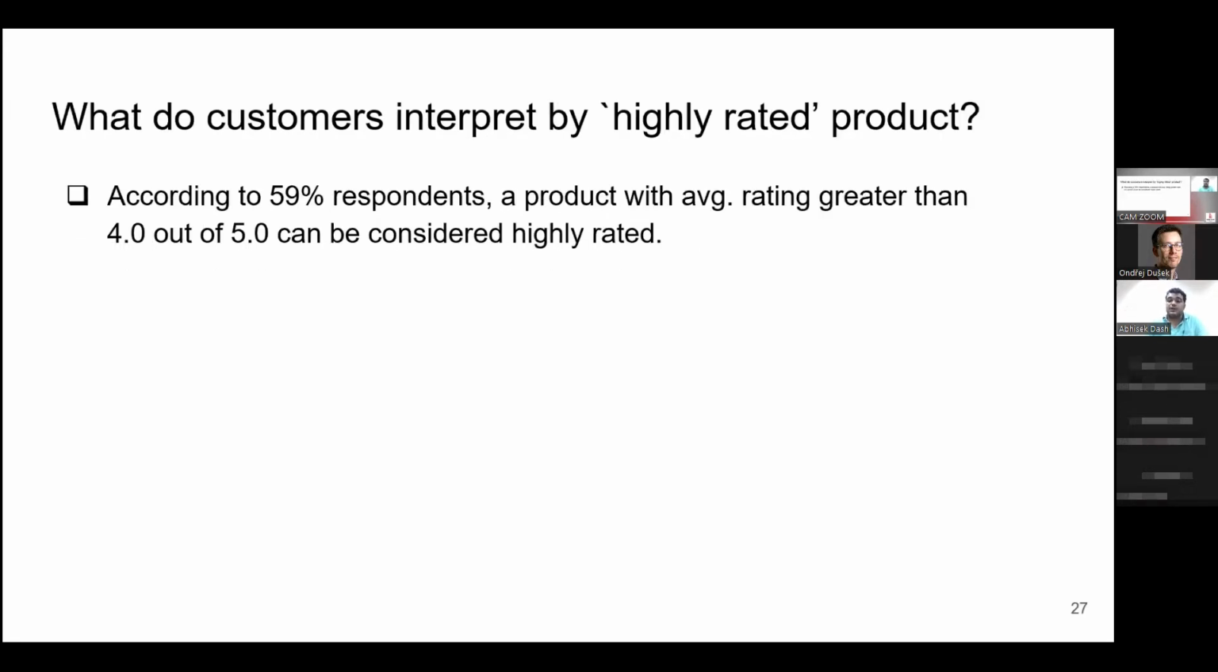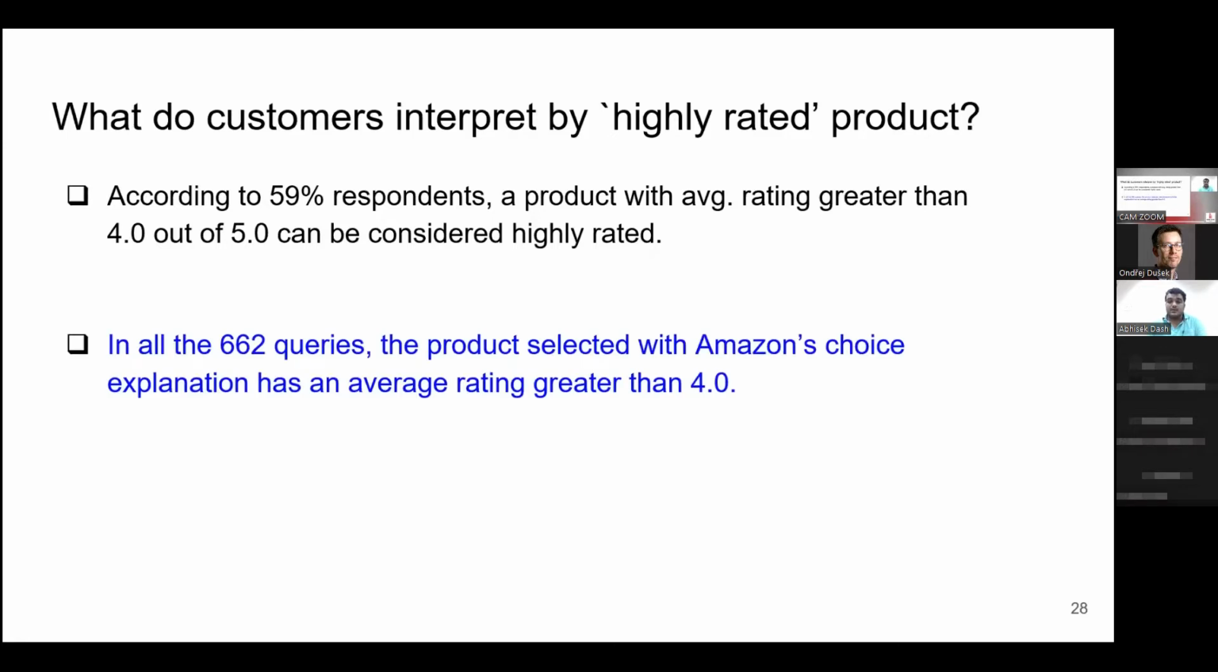For Amazon's choice, our first question to customers was, what do they interpret by a product to be highly rated? According to 59% of the respondents, a product with more than 4 average user rating out of 5 is considered to be highly rated. Indeed, that was the case. In all 662 queries where Alexa added the product to the cart with the Amazon's choice explanation, the products were actually very highly rated.